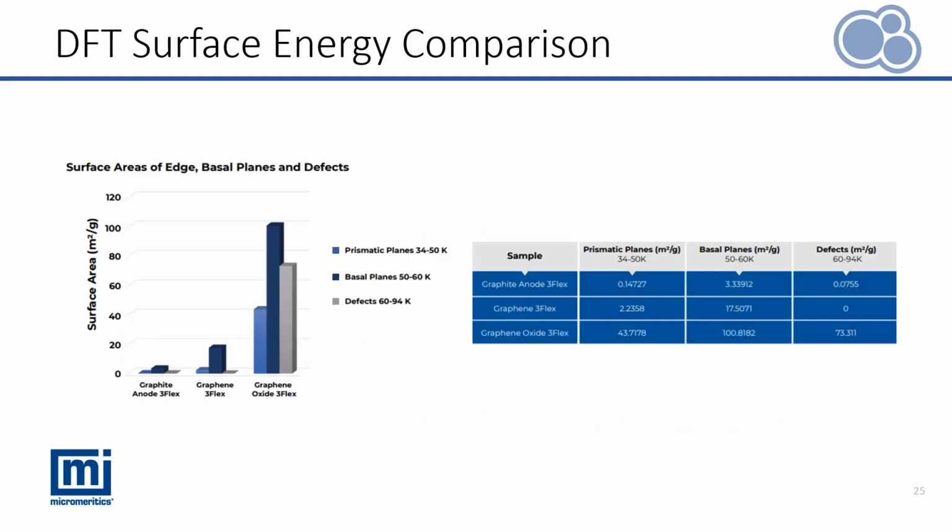Here is the same data shown differently in terms of surface area distribution for each plane. We can distinguish the surface area of each plane for graphite, graphene, and graphene oxide samples very nicely from left to right. The table on the right is the actual surface areas for each plane obtained from the DFT surface energy method.